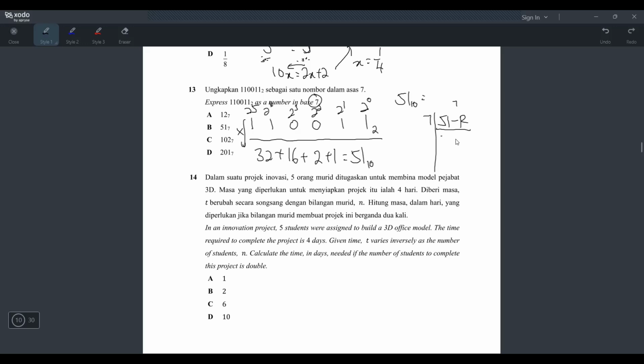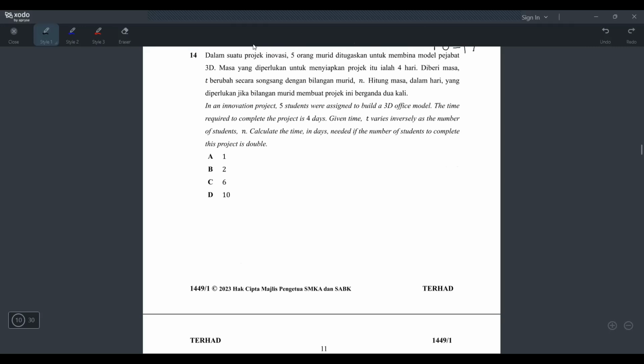Okay, 7 times 7 is 49. The remainder is 2. 7 times 1 is 7. The remainder is 0. 7 times 0 is 0. The remainder is 1. And you have to read from bottom to top. So it will be 102 base 7. Okay, so the answer is C, right? Why D cannot? D is reversed already, right? So that's why cannot. So that's the answer. Okay, number 14.